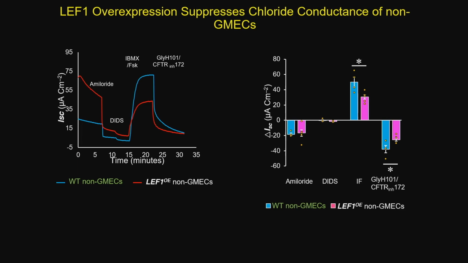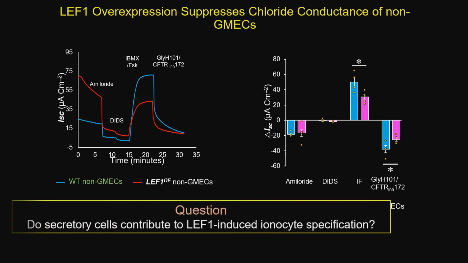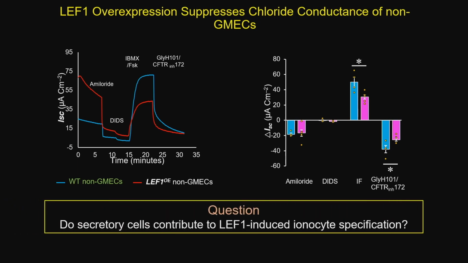What about secretory cells? We know that secretory cells or serous cells express secretoglobin 1A1. And at the same time, ionocytes express low levels of secretoglobin 1A1. So we thought there might be some lineage relationship between these two cells. So we tried to see what about the contribution of the secretory cells to LIF1-induced ionocyte specification.